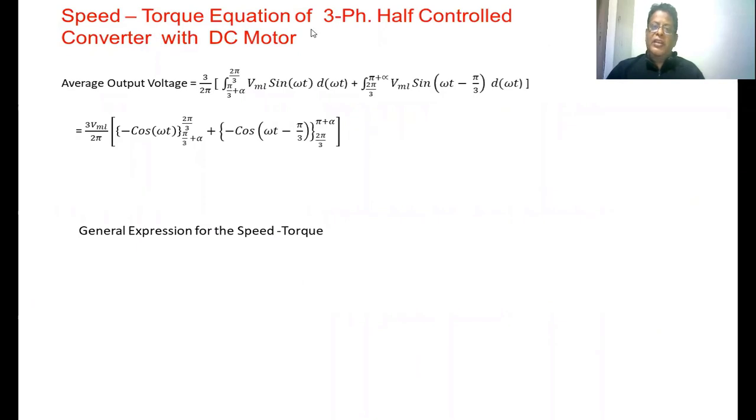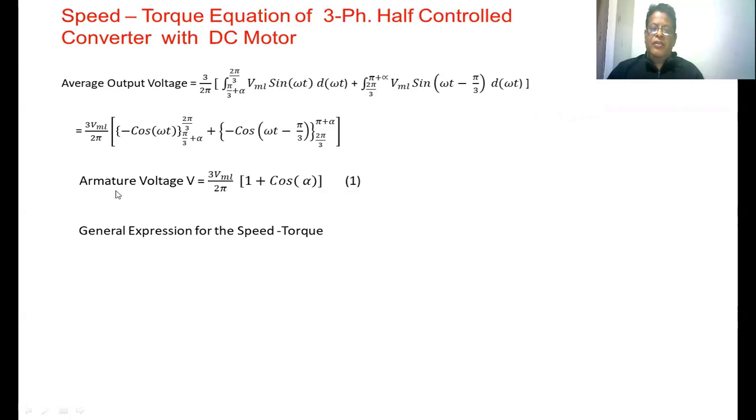The speed torque characteristics of a three-phase half-controlled converter with a DC motor. The average output voltage is equal to, as I just showed, 3 by 2 pi, limits from pi by 3 plus alpha to 2 pi by 3, VML sin omega t d omega t, plus 2 pi by 3 to pi plus alpha, VML sin omega t minus pi by 3 into d omega t. If we complete this integration, take VML outside and substitute the limits.